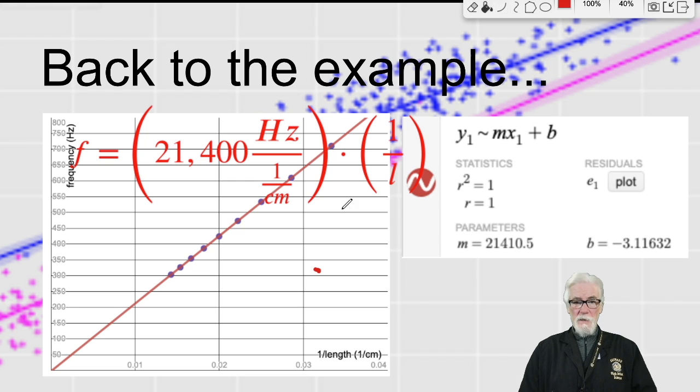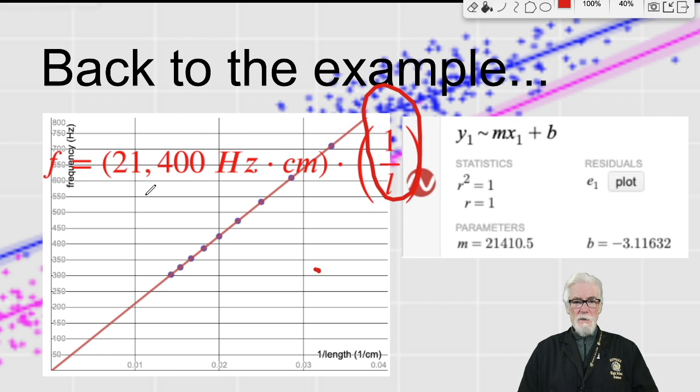You can predict the frequency by taking 1 divided by the length, multiplying it by this constant number, which is the slope of this line, 21,400 hertz over 1 over centimeters. That's a complicated unit, which could be simplified. We'll do that on the next slide. And that will predict for you what the frequency would be for that string.